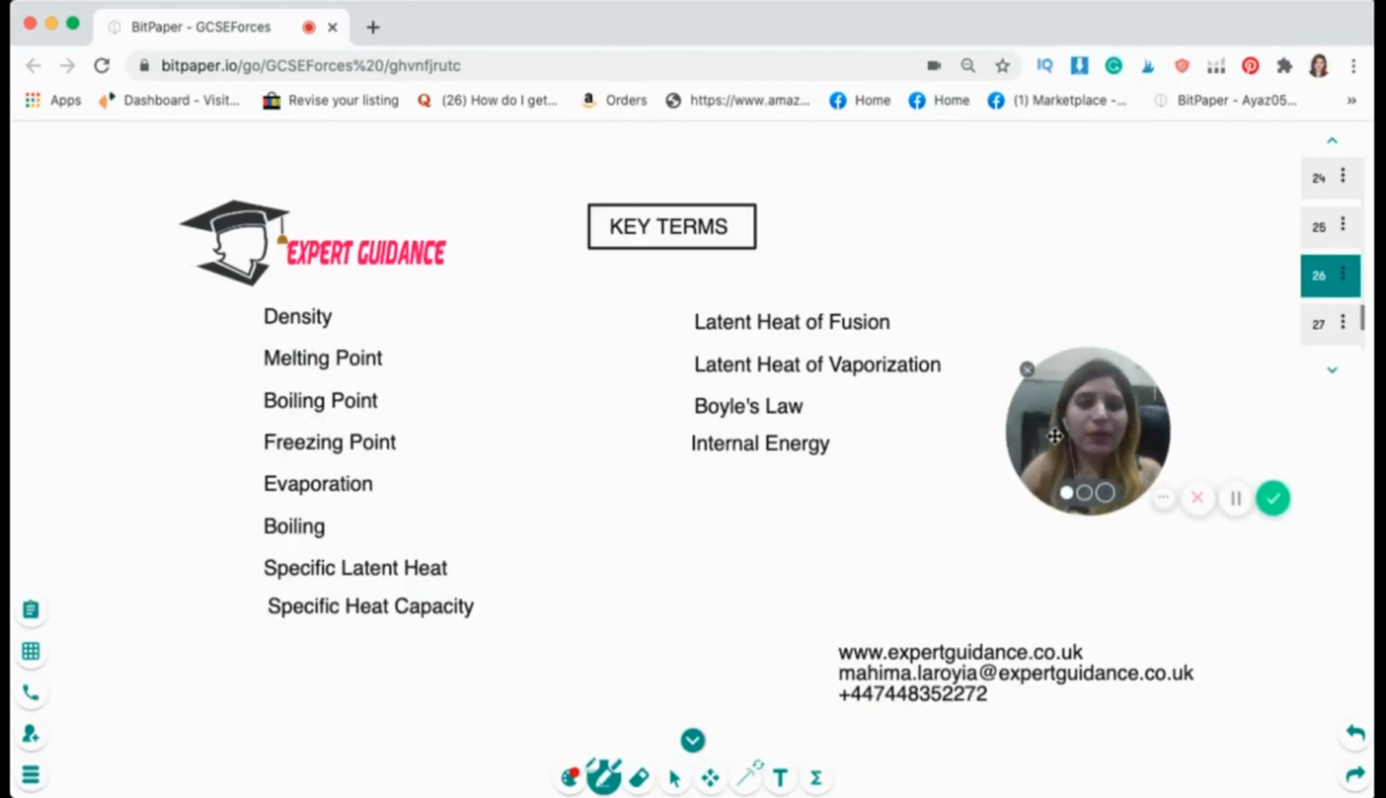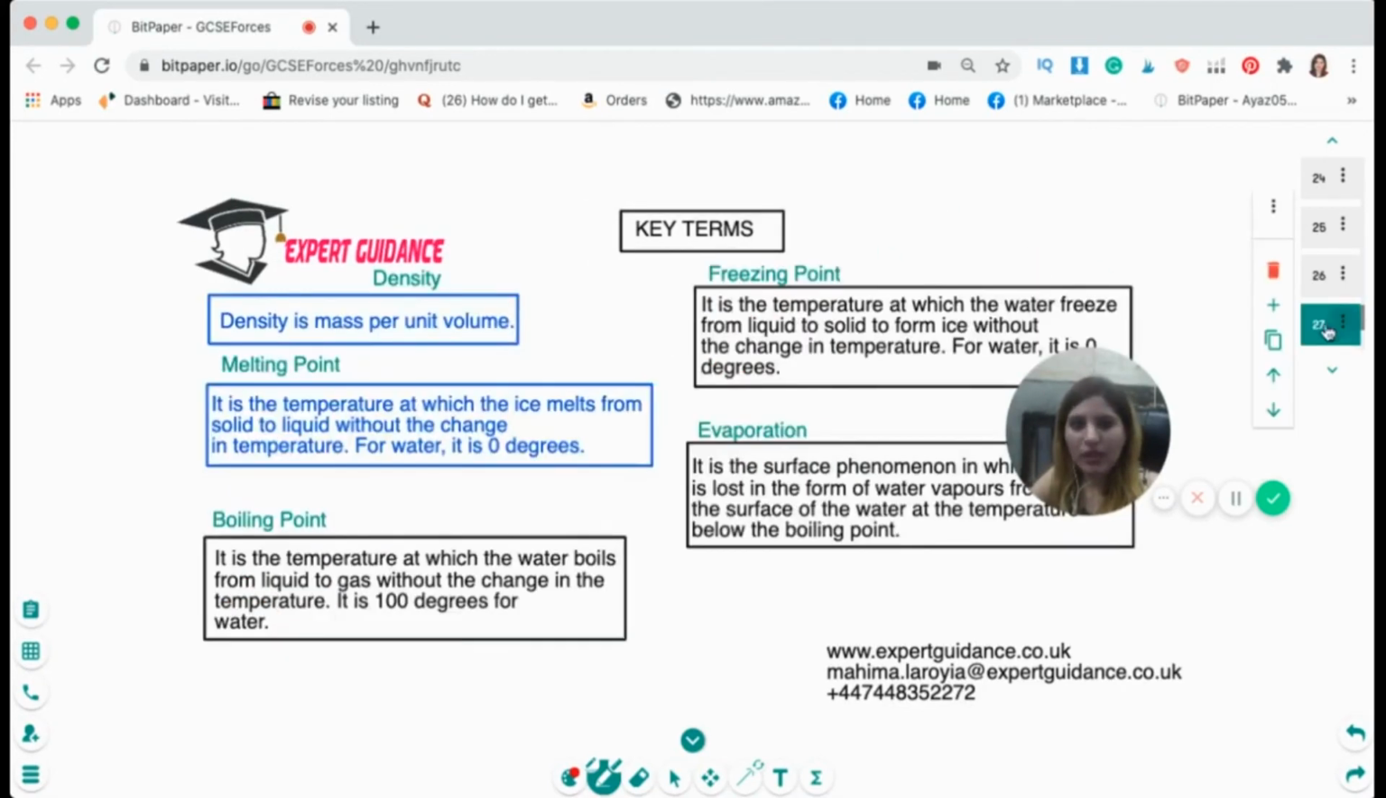Now let's look at some glossaries of this topic. Now you should know what is density, melting point, boiling point, freezing point, evaporation, boiling, specific latent heat, specific heat capacity, latent heat of fusion, latent heat of vaporization, Boyle's law, and internal energy. Now what you can do, you can pause the video, try defining these terms and come back and check the answer. Okay, so density is mass per unit volume.